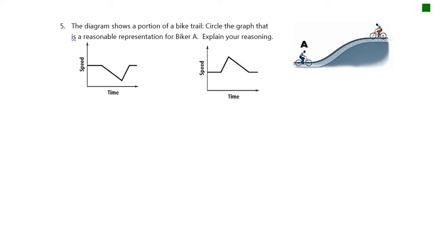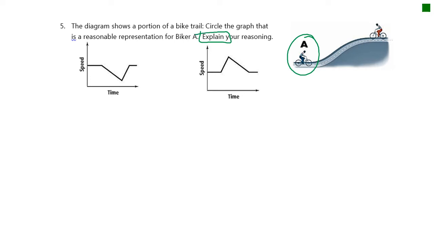Number 5, okay? It says the diagram shows a portion of a bike trail. Circle the graph that is a reasonable representation for biker A. So we're talking about this biker. And don't forget that they're telling us to explain your reasoning.